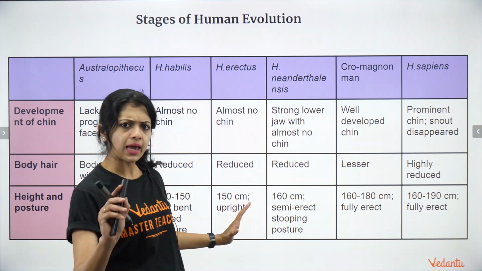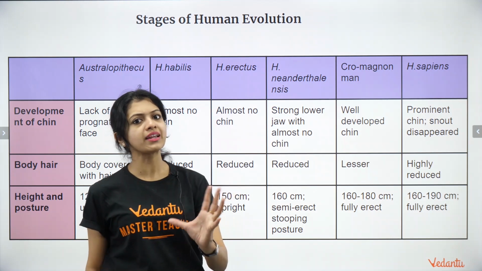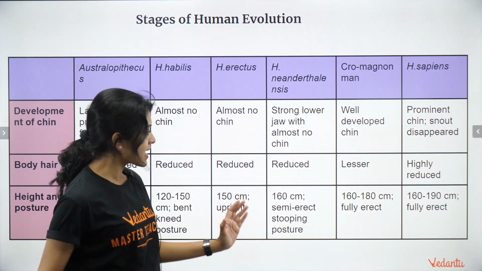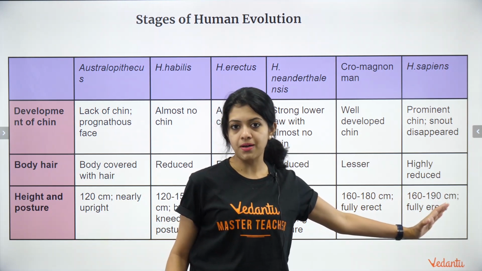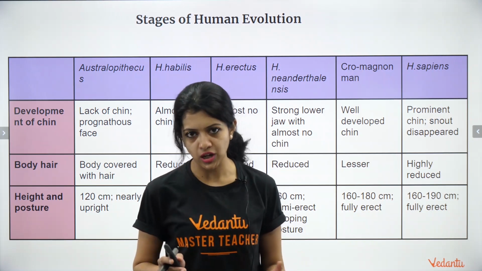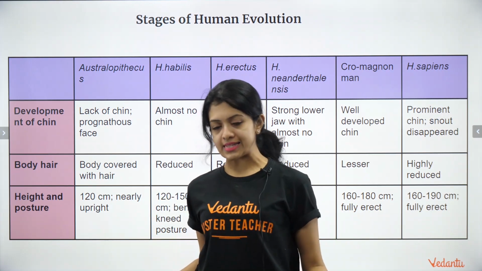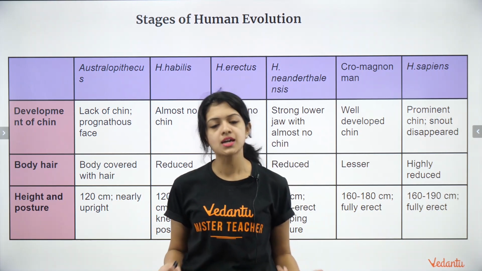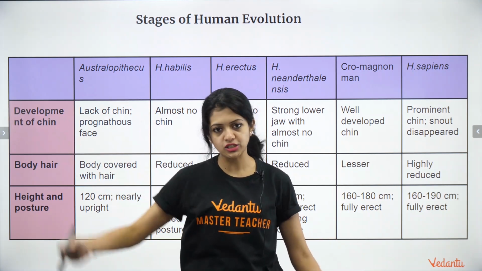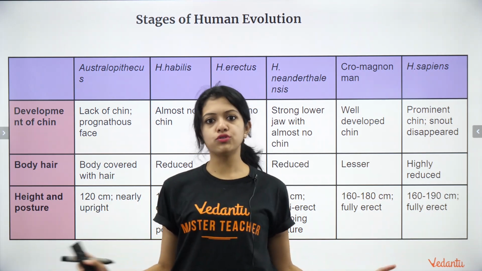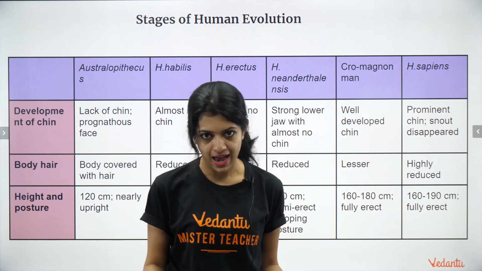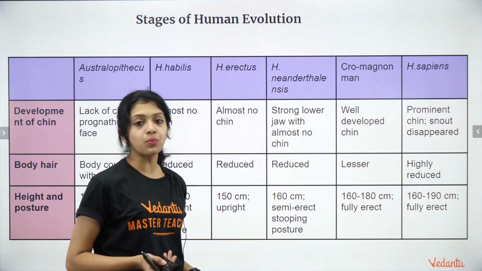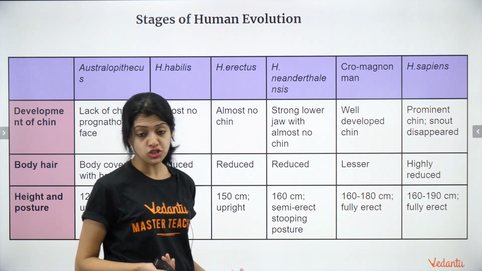The average height kept on increasing. Homo erectus was roughly around 5 feet in height, and today we know that modern man can be on an average anywhere between 160 to 190 centimeters. But of course we know that human beings have a huge range of height, but this is just there to give you a rough idea about what the ranges are like. Okay, and with that we come to the end of the stages of human evolution.